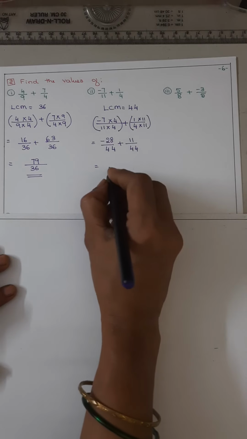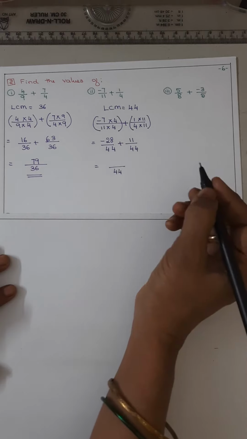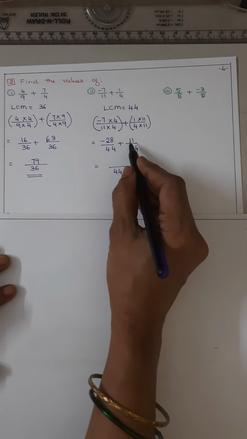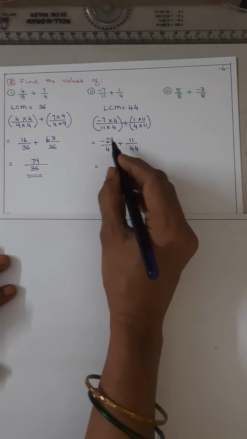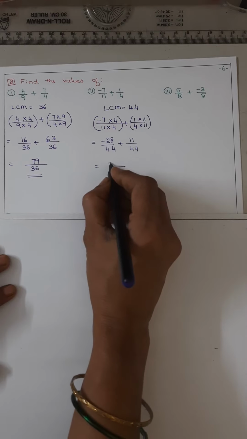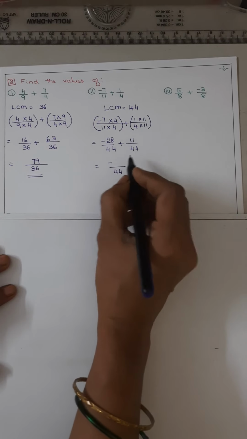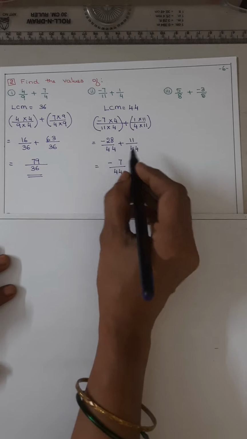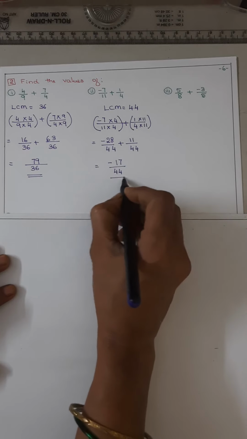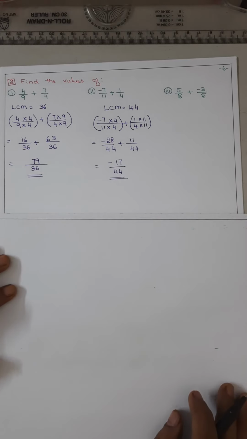The denominator is 44. Different signs, you have to subtract. 28 is bigger, so minus. 8 minus 1, 7. 2 minus 1, 1. Answer is minus 17 by 44.